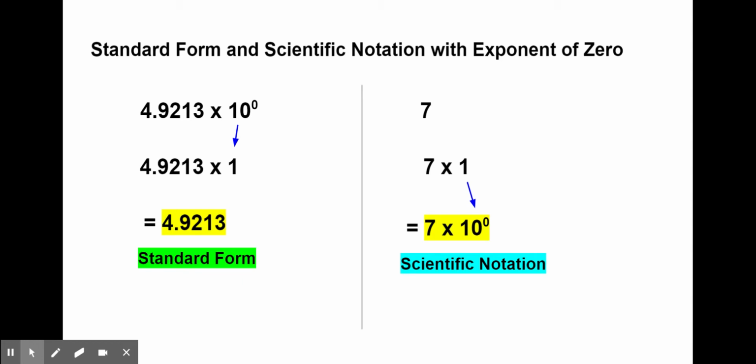That's it. So for standard form and scientific notation with an exponent of 0, just keep in mind that your base of 10 raised to an exponent of 0 is always going to change to 1, or 1 will change into 10 to the 0th power, and you're going to be left with the same value. There's your standard form and scientific notation with exponent of 0.